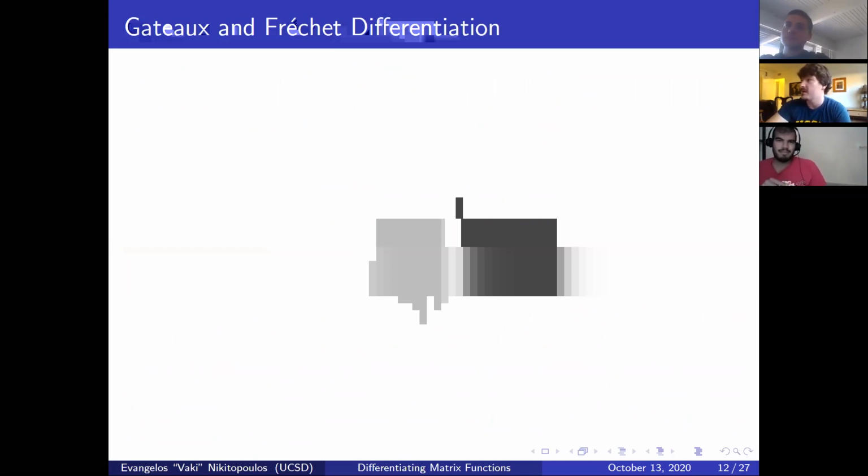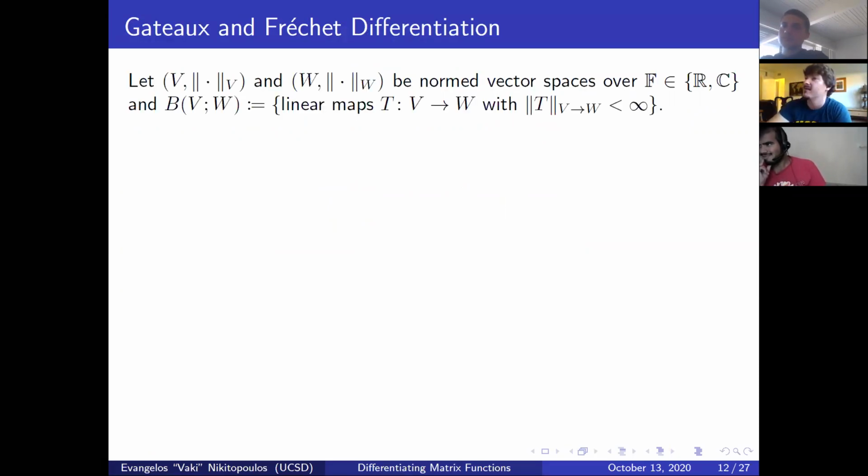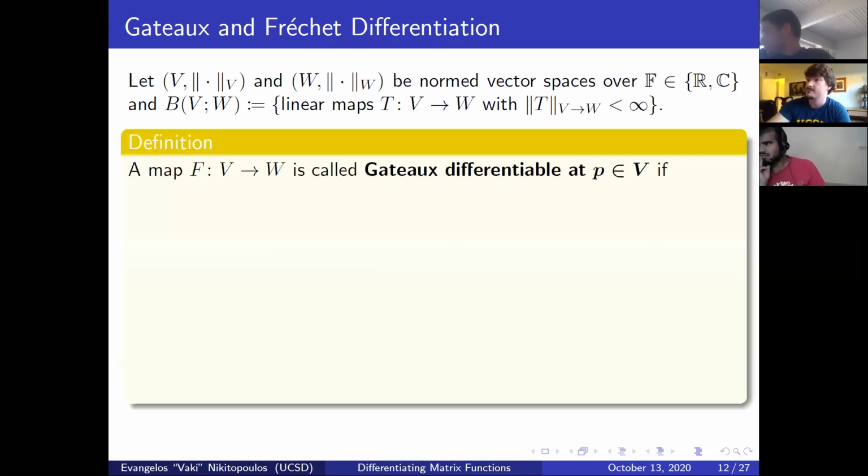Fréchet is the thing we're going to be concerned with, but I'll introduce both of them just so that you can know that the quantities we're considering are really just different directional derivatives. So let's let V and W be normed vector spaces over either R or C, or if you want any normed field, that's for Alex. We're going to let B(V, W) be the linear maps from V to W with operator norm finite. So these are the bounded linear maps.